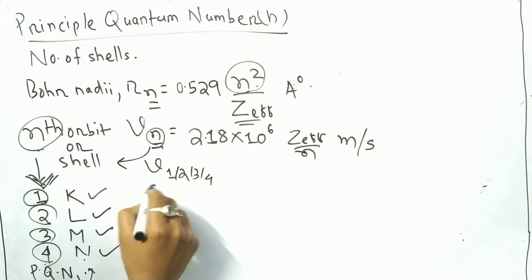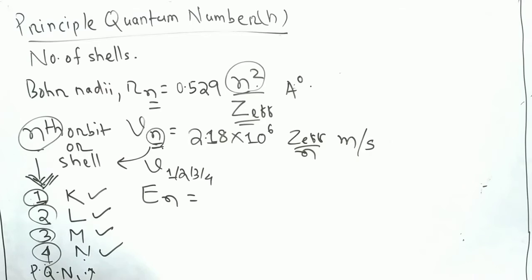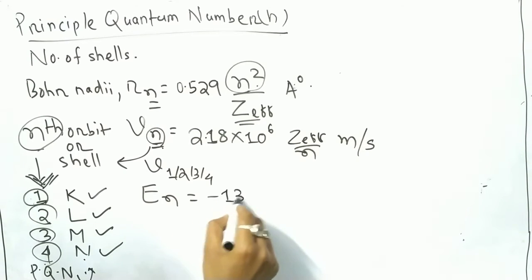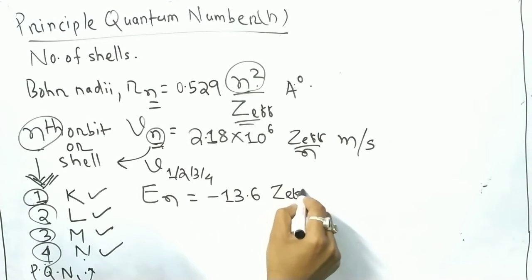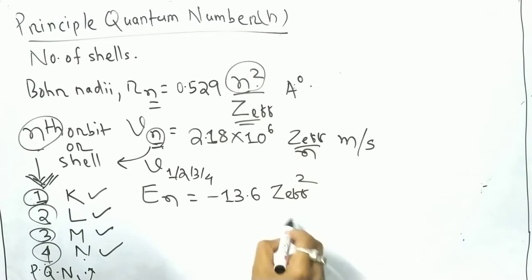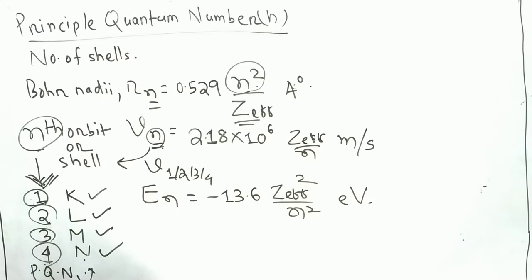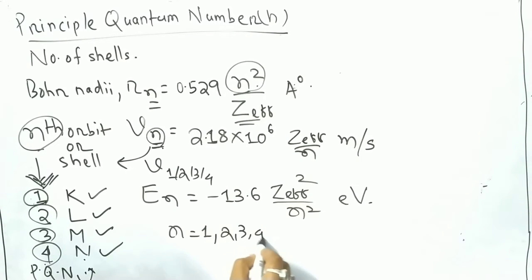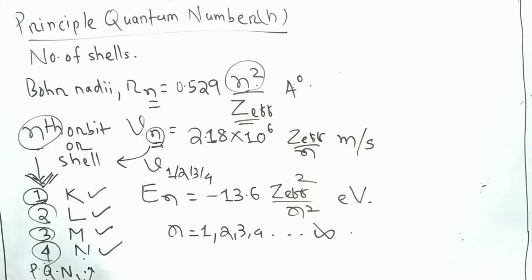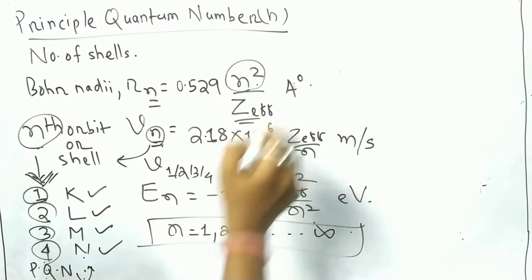Similarly, for the energy in the nth orbit, the energy of the electron in the nth orbit is minus 13.6 Z effective square by n square. The unit is electron volt, where n starts from 1, 2, 3, 4 up to infinity. Now the question arises.